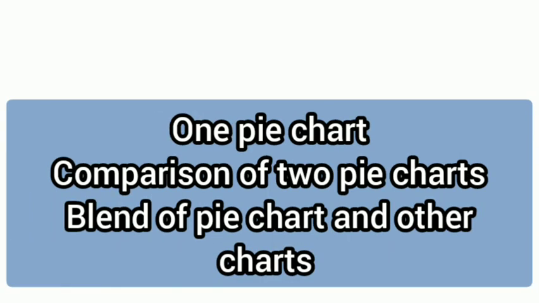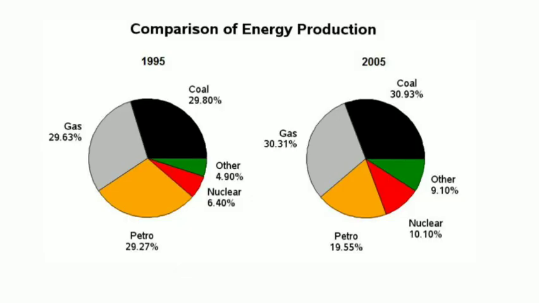So most commonly we get three types of questions related to pie chart in our exam. In one there will be one pie chart and we have to explain, and in second there will be comparison between two pie charts, and the third one can be a pie chart or any other chart like table, or we have to explain both the charts. The chart that we are going to use today is related to energy production in 1995 and 2005.